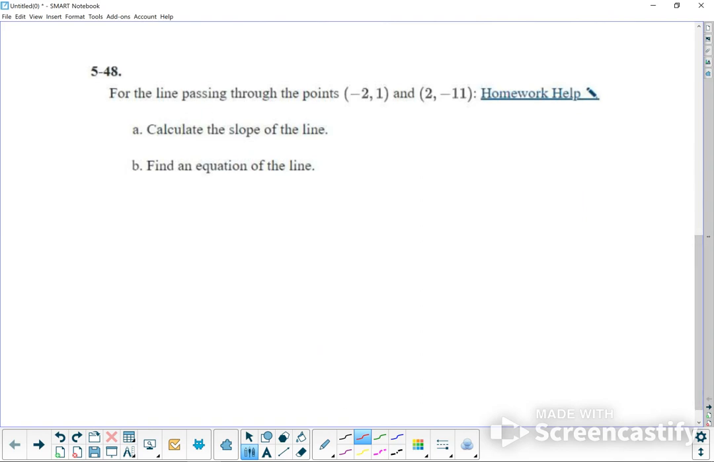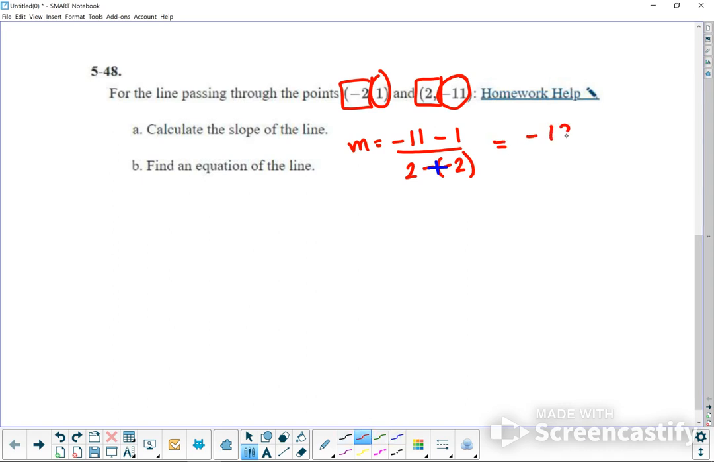Okay. Calculate the line passing through these points. Calculate the slope of the line. Find the equation of the line. So to find the slope, we have to use Gloria's method. Remember, Gloria's method, if you don't remember, is taking the y's and subtracting them. So start with negative 11 and subtract 1. And that's going to be your slope. And then you're going to do 2 and subtract negative 2. By doing that, you're going to end up adding because you have a double negative. So what we have is negative 12 over 4, or the slope is going to be negative 3.